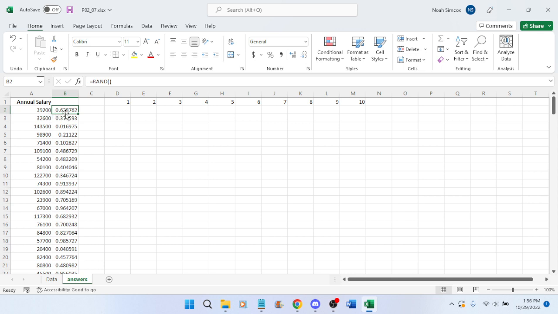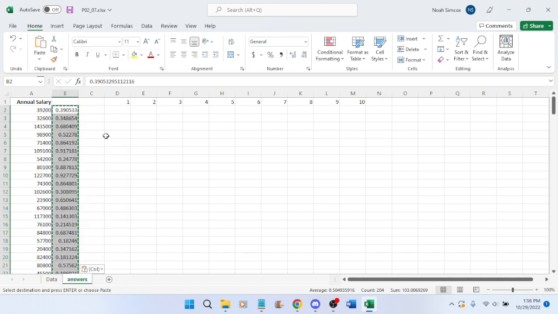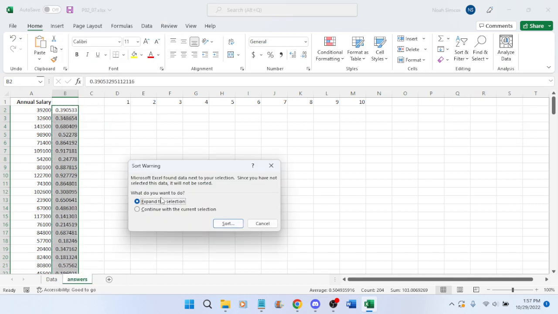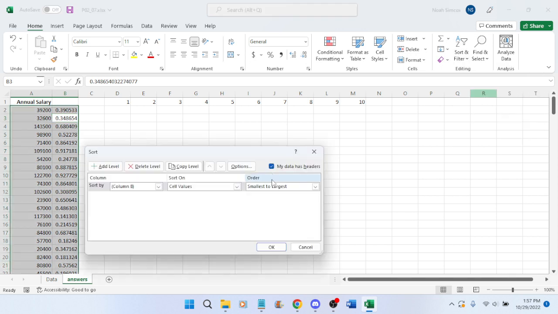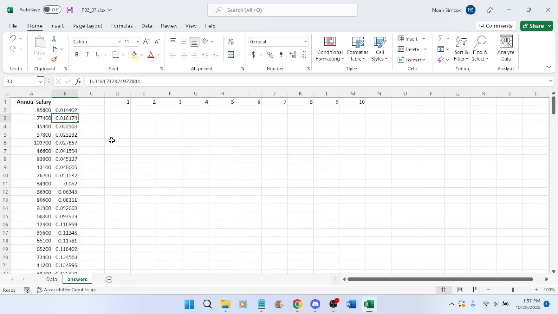Maybe the reason is because I need to copy and paste the values first. I think that might be the problem. This is going to be so annoying. Okay, we're going to do another one here, and then we're going to copy and then paste the values. And then we're going to sort. Now it's good.